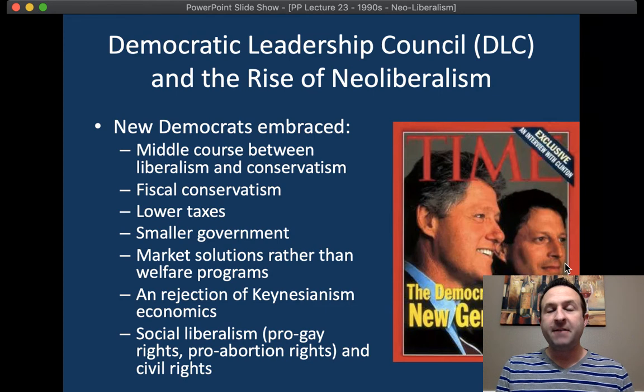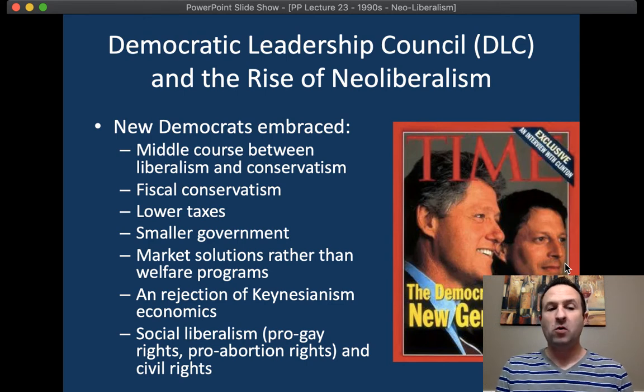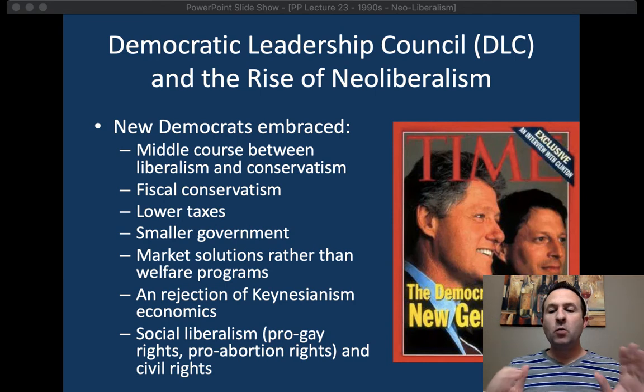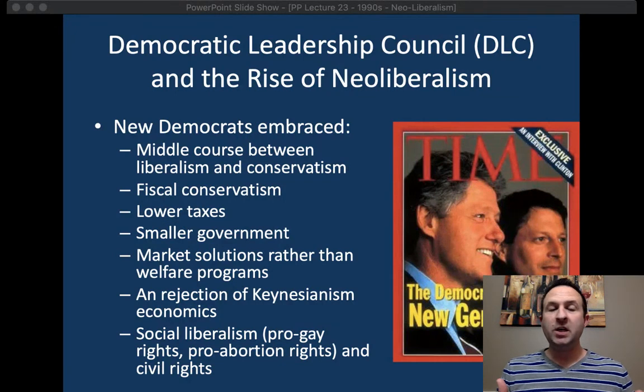So they favor things like fiscal conservatism, lower taxes, smaller government, market solutions rather than government welfare programs, a rejection of Keynesian economics. So, sound familiar? These are all things that Republicans embrace, that those movement conservatives embrace. The one thing that still makes them quote-unquote liberal is that they believe in social liberalism. Theoretically, they are pro-gay rights, they are pro-choice, and they are pro-civil rights. So in other words, they are fiscal conservatives and social liberals. This is the quote-unquote New Democrat, aka neoliberalism.